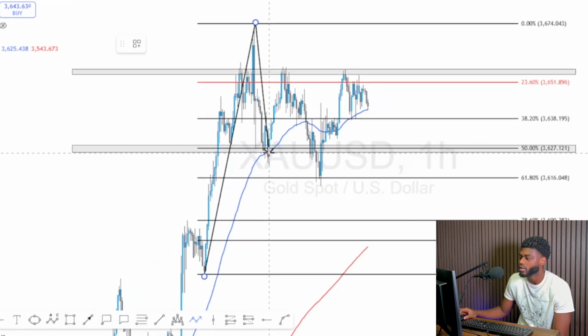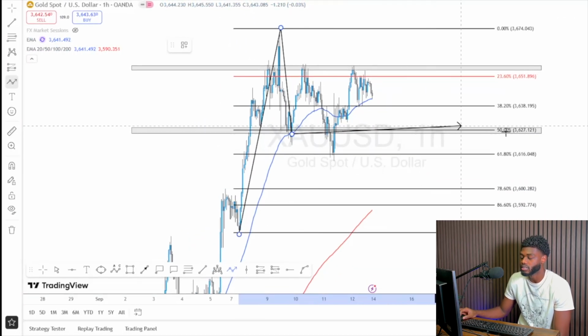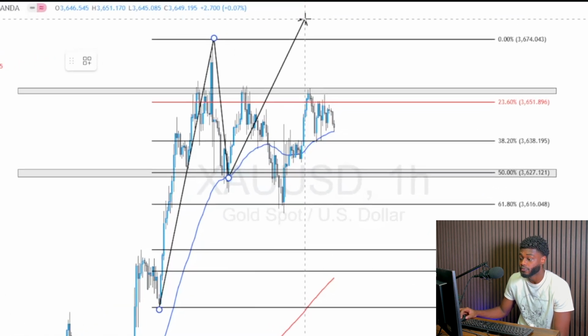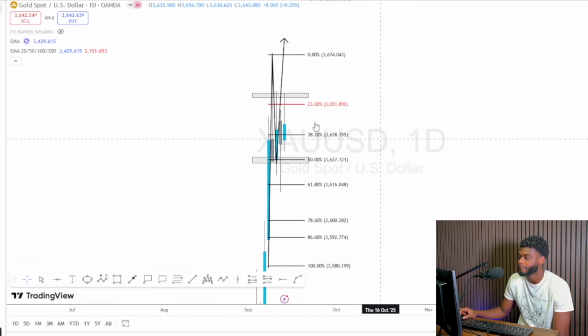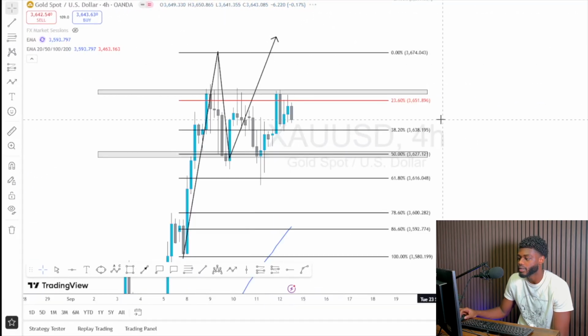So here as an example, you can see that we have XAUUSD, which stands for gold. Essentially, what I would do is draw my fib from the first point of the move to the top of the move. And we could keep that.